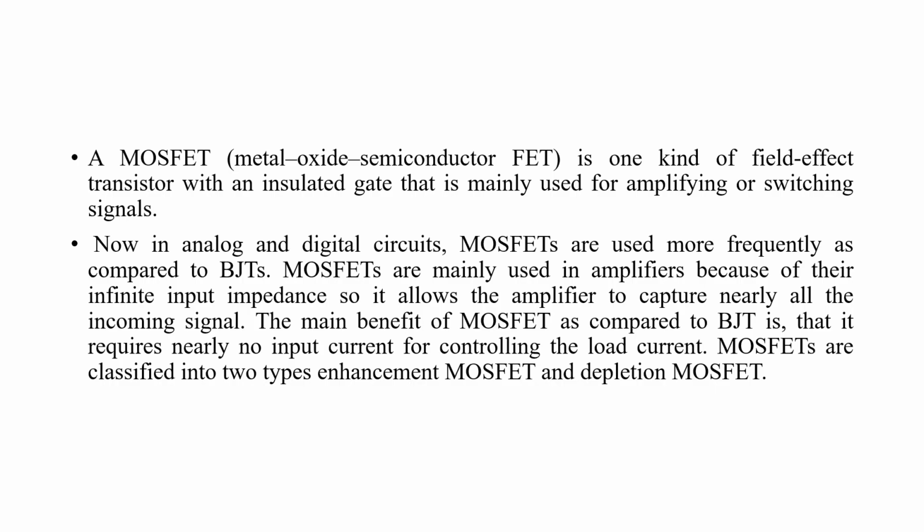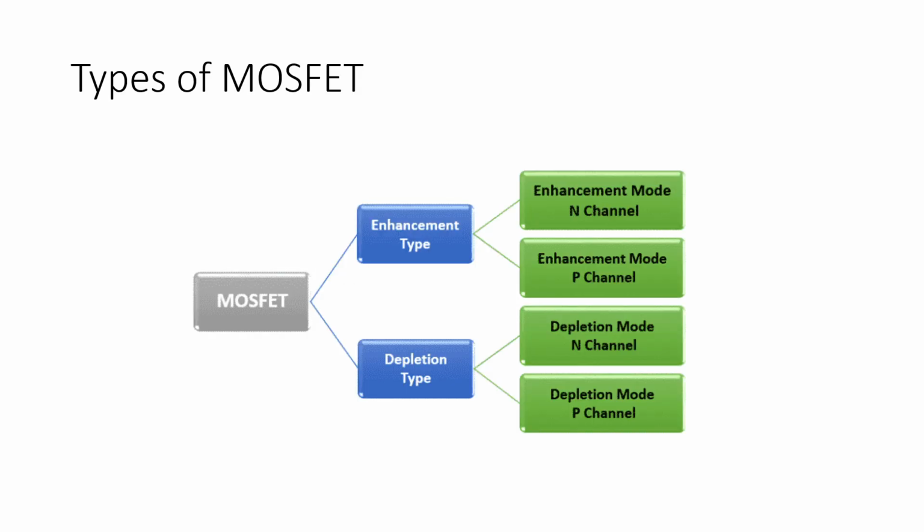And the MOSFET is classified into two types, enhancement and depletion MOSFET. We'll see what the difference between enhancement and depletion MOSFET is. As I said, the MOSFET is of the enhancement type and the depletion type, and each is further classified into two based on the channel: N channel enhancement, P channel enhancement, N channel depletion mode and P channel depletion mode.